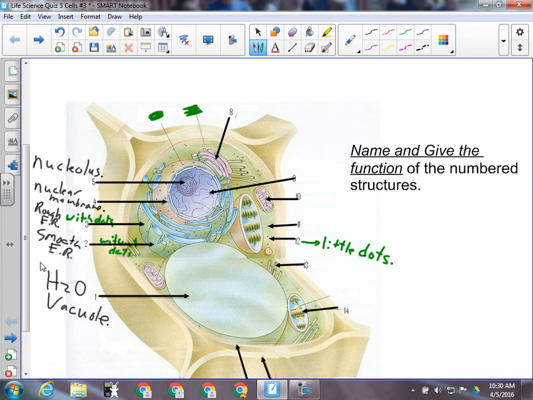Okay, number six, and the structure up here near the top, Golgi apparatus. Okay, controls the excretion of wastes, packages wastes, okay, something along those lines. Okay, number eight, spelling counts on this one, nucleus. Okay, nucleus holds the DNA.